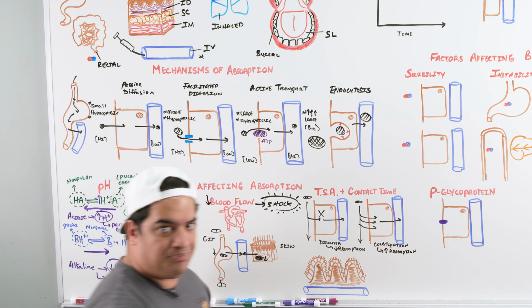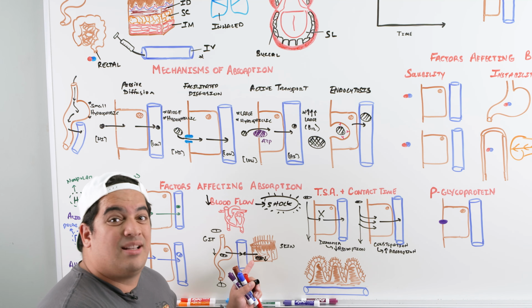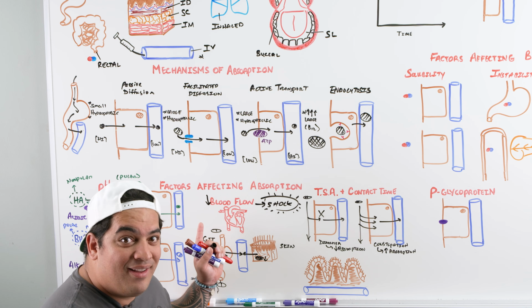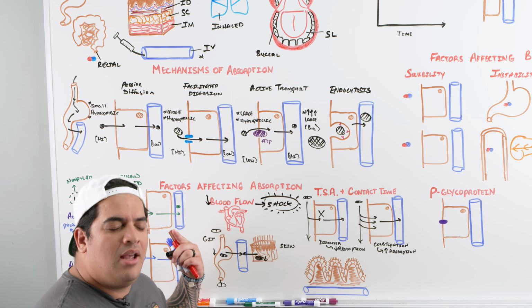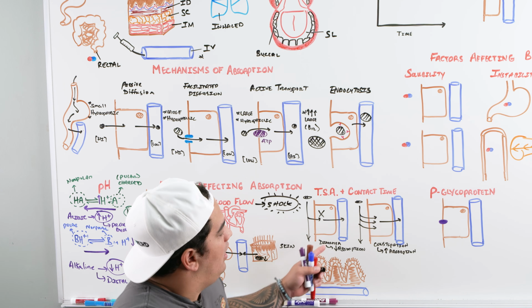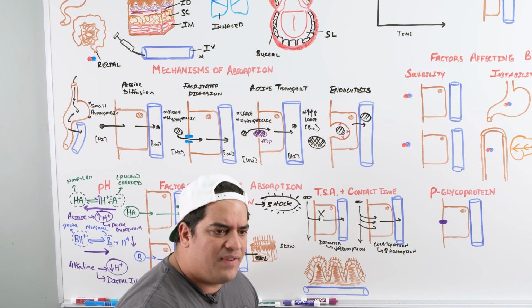Pretty straightforward, right? So decreased blood flow, shock states, you're going to have less absorption of the drug. Weak acids are best absorbed in an acidic environment like the proximal duodenum. And then again, weak bases are best absorbed in an alkaline environment like the distal ileum. The next thing is total surface area. So I want you to think about the surface area of the intestine.